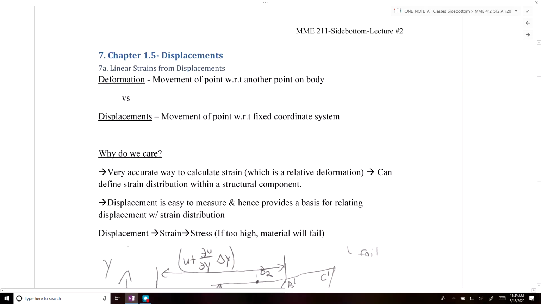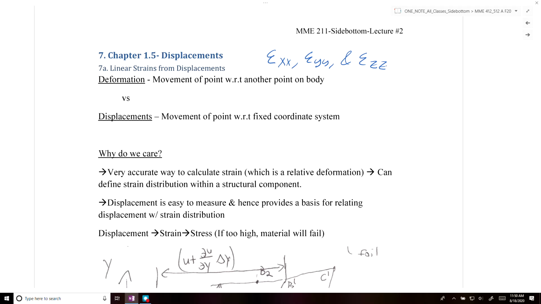So in this video, we're going to be talking about how you can determine our linear strain from displacement. What I mean by linear strain is epsilon x x, epsilon y y, and epsilon z z. So how can we determine the strain within a rigid body, or within a body, based off its coordinates?